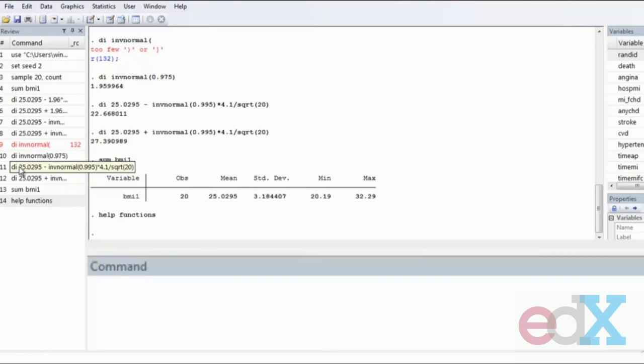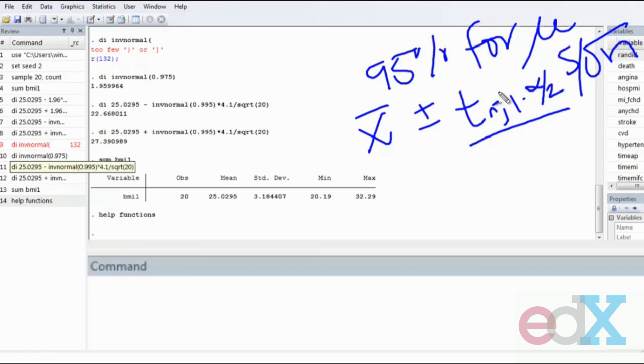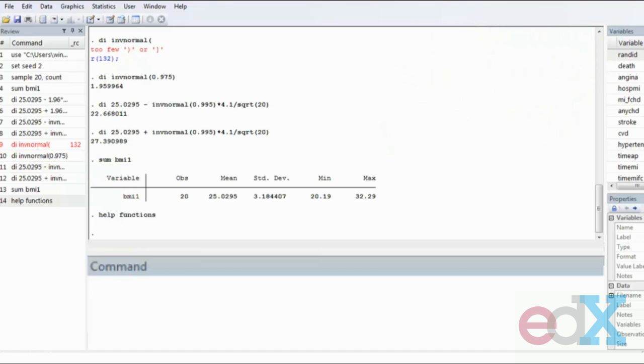So now if I want to construct a 95% confidence interval for mu, this confidence interval looks a lot like the confidence interval we saw before, but now we're plugging in the value of the t-distribution with n minus 1 degrees of freedom, such that we're going to end up with 97.5% of the mass less than that value of the t-distribution, and we're plugging in the sample standard deviation in here. So let's see how to do that in STATA.